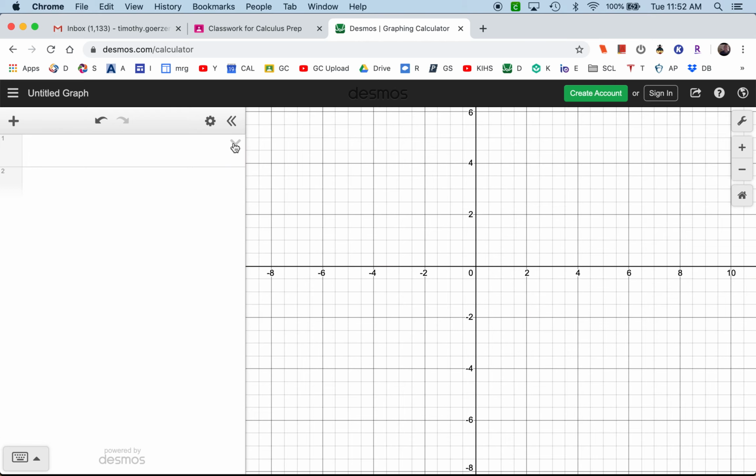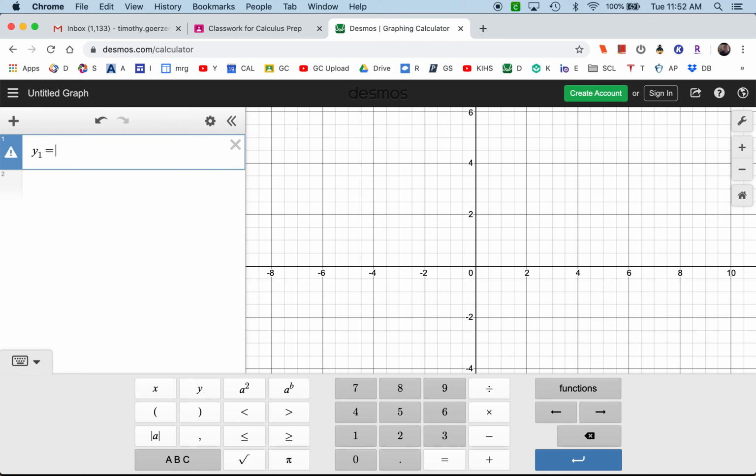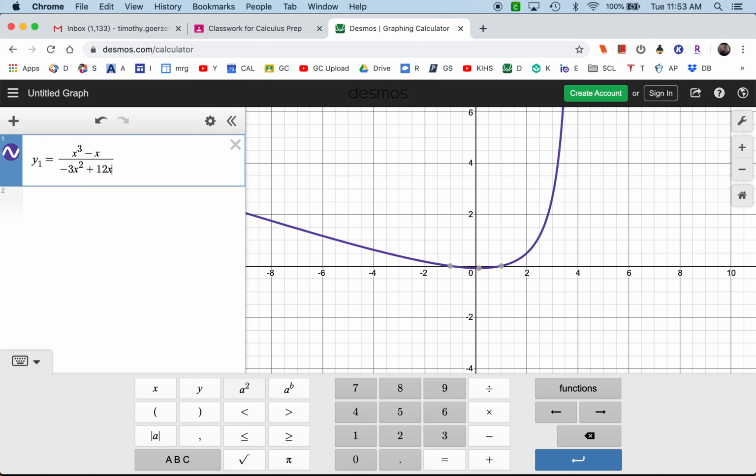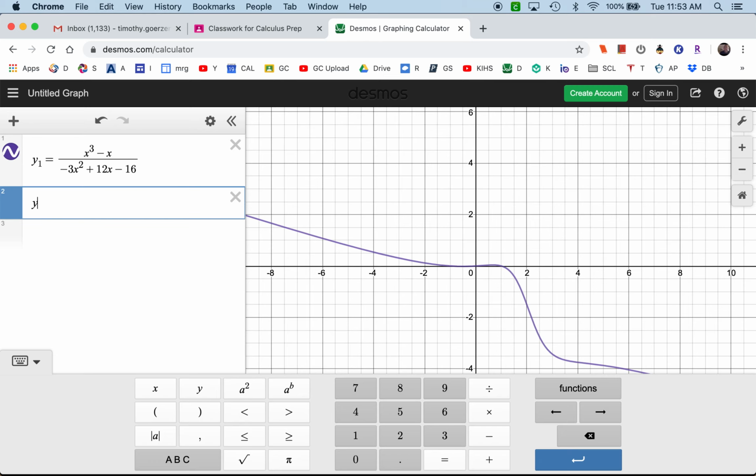So let's type it in. Y1 equals, and we have x cubed subtract x. In the denominator, we have negative 3x squared plus 12x subtract 16. Now, I want to know what the value is as it's approaching 1. So, what is it at 1? What happens if I wrote it as a function? So, exactly at 1, the answer is 0.